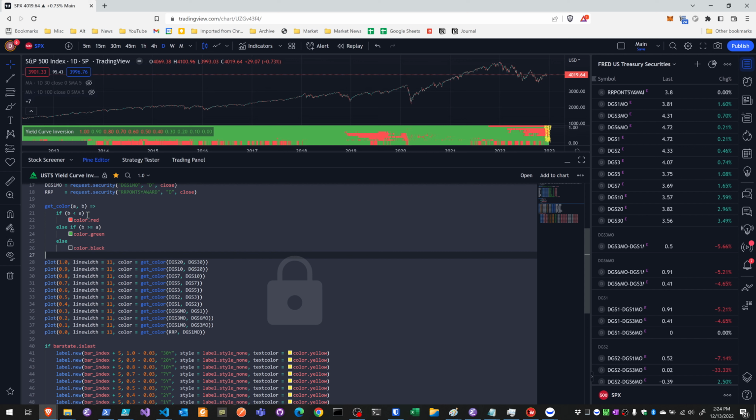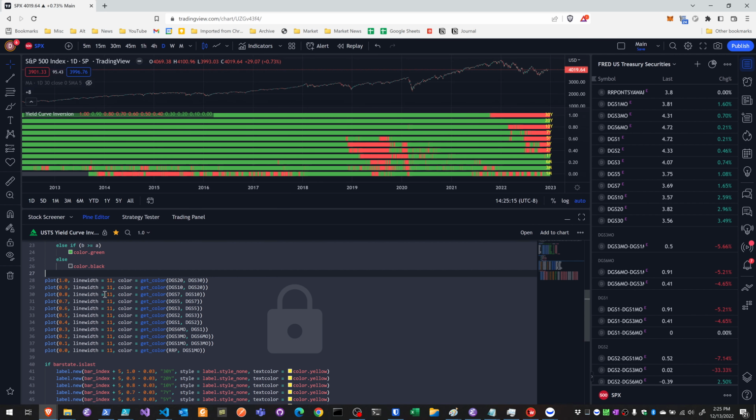So here we have a function, getColor. It just compares two different symbols. The idea is you'd pass in, so here I'm passing in the 20-year and the 30-year as A and B. If B is less than A, we return the color red. If B is greater than or equal to A, we return green. Otherwise, we return black. And this next section, you can see it's plotting a line for every security. It's pretty uniform here. Here I'm doing the 20-year and the 30-year, that's up at the top. The next line is the 10-year and the 20-year, that's the second line, etc.